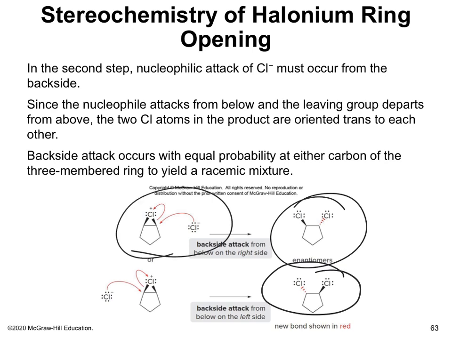You can choose if you want to be a wedge person or a dash person, but because you draw this intermediate with the wedges or the dashes, then I know that this is a stereoselective anti-addition.